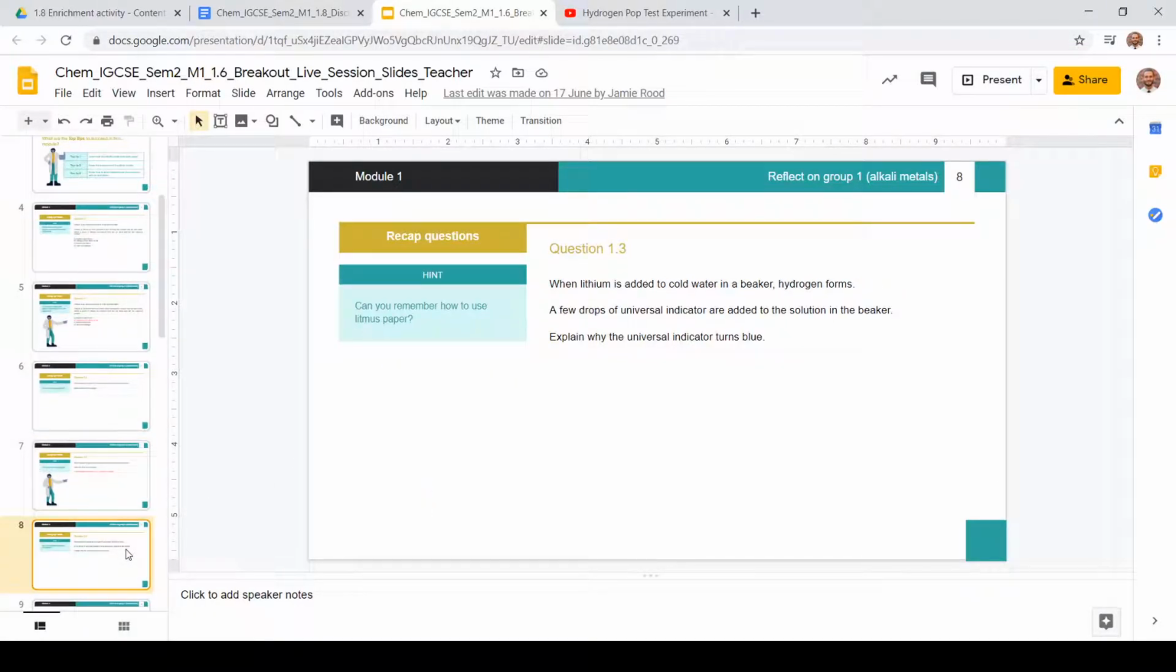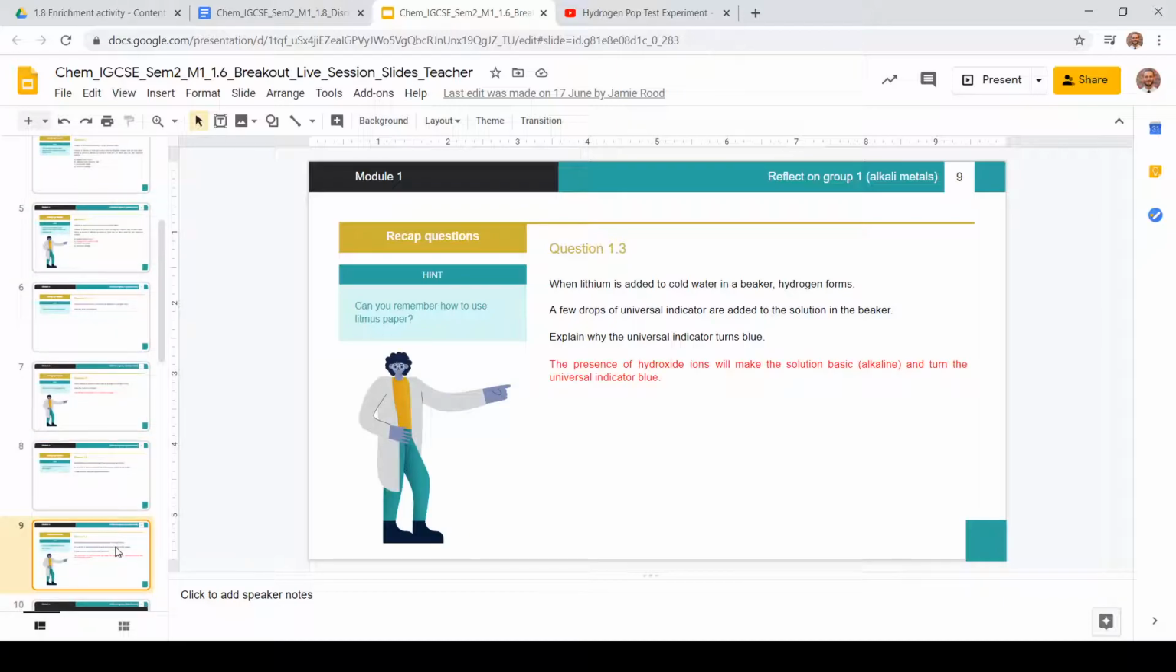Next question. When lithium is added to cold water in a beaker, hydrogen forms. A few drops of universal indicator are added to the solution. Explain why. Pause the video. And the reason for this is that because of that metal hydroxide, those hydroxide ions that dissociate from the metal in solution give an alkali color, which is blue with the universal indicator. And we actually just generally know that hydroxides like sodium hydroxide and potassium hydroxide are strong bases. Okay, so it's general knowledge, but also you can do a test for this.